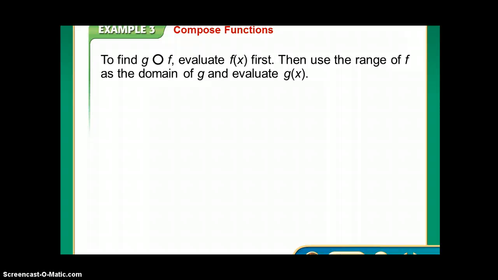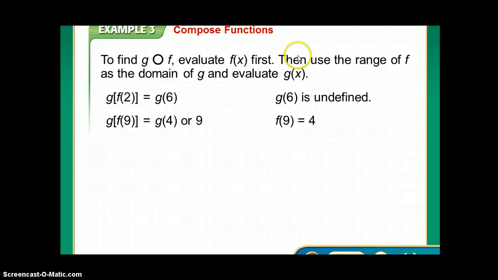Now we're going to find g of f of that same function. So now instead of finding g first, I'm going to find f of x first. So it's the same thing, just the other way around. Looking back at that example, f of 2 was 6, so g of 6 is actually undefined. We don't have a 6 in the domain of g. So g of 6 is undefined.